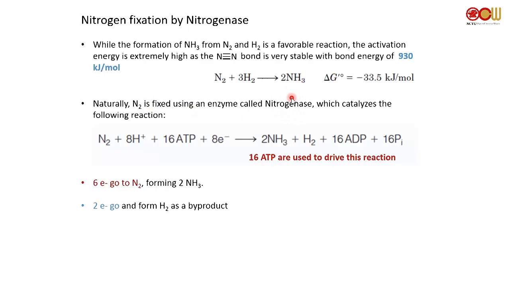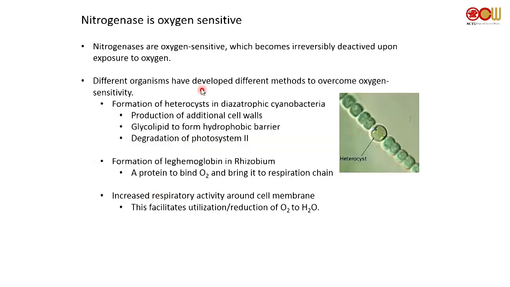Nitrogenase breaks nitrogen. It catalyzes the following reaction. Essentially, it goes from N2 plus some protons plus a bunch of ATP plus electrons, and it gives you ammonia and hydrogen gas. There are like 16 ATP used for this reaction. It turns out that of the 8 electrons, only 6 go to nitrogen. 2 of them go to hydrogen as a byproduct. So this enzyme is not exactly a very good enzyme, right?